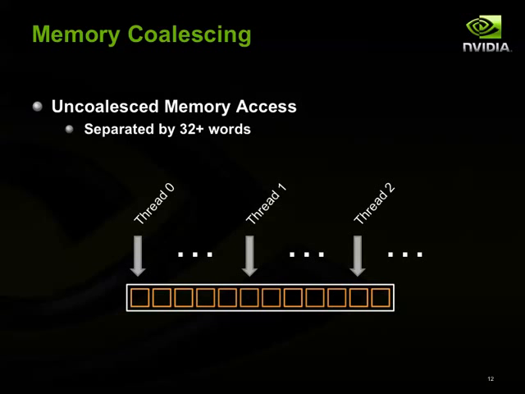And the worst possible case is if we have our threads and they're just reading completely independently in memory. If the reads that they're doing are separated by a wide distance, then we're not going to get any benefit at all from coalescing. And as I said before, the GPU is going to go out and read a big chunk of data, and you're only going to use one part of that. So it's very, very wasteful.